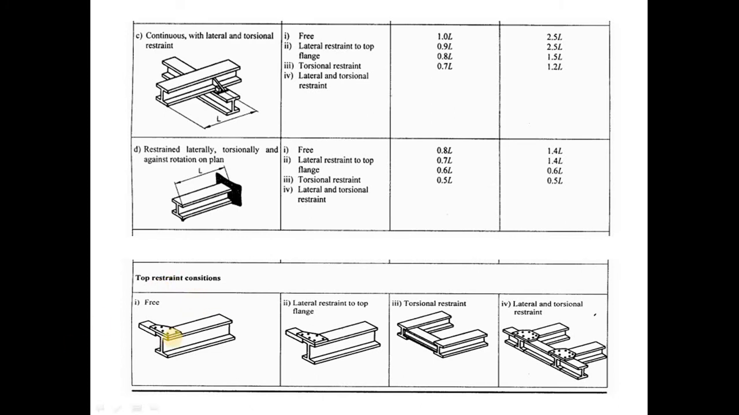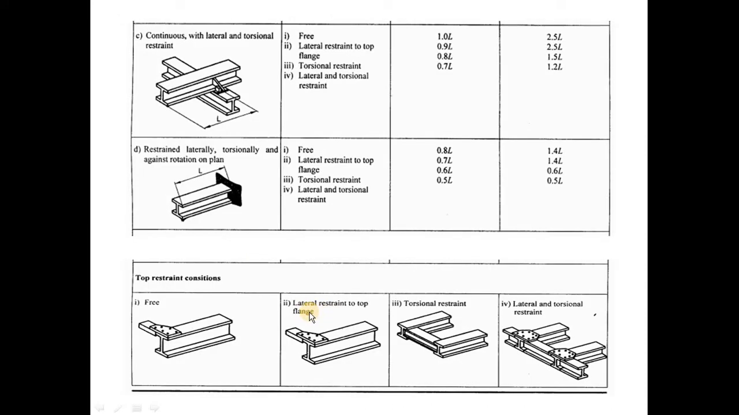Now what is actually the free? Free refers to there being no restraint provided at the tip of the cantilever beam. So this diagram should not be a correct one. This is as per IS 800. Let me check in case of IS 800. Let me show you that.